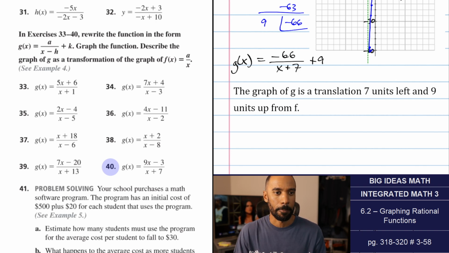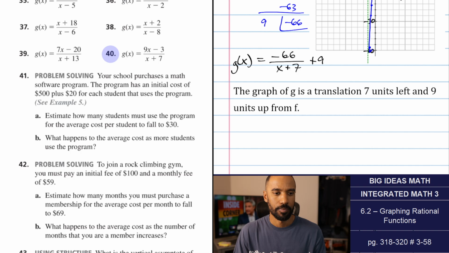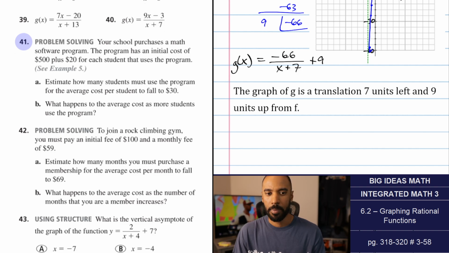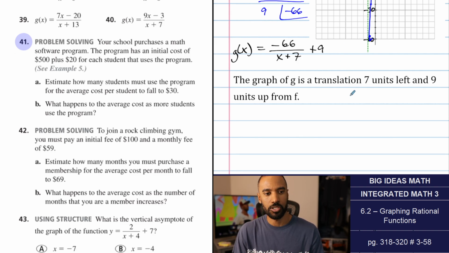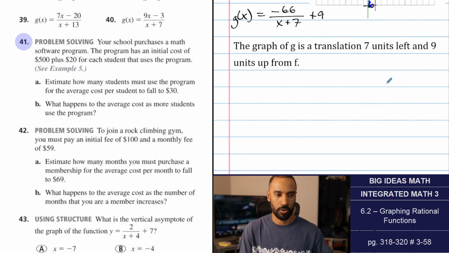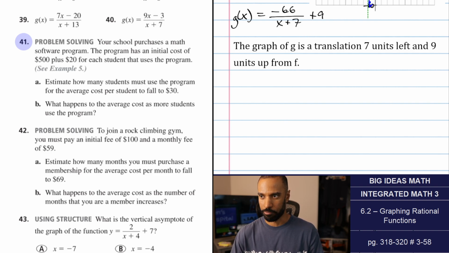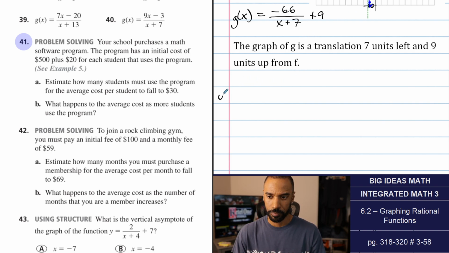Let's keep going. Number 41, problem solving. Your school purchases a math software program. The program has an initial cost of $500 plus $20 for each student that uses the program. Estimate how many students must use the program for the average cost per student to fall to $30.